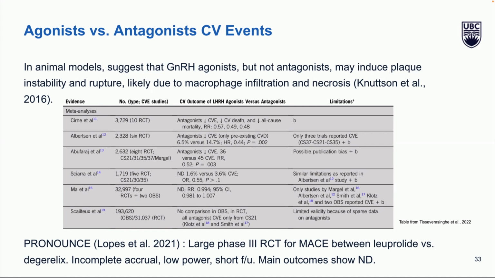In three meta-analyses, they found that antagonists decrease cardiovascular events, mostly in individuals with pre-existing cardiovascular disease. Whereas other studies found no difference between antagonists and agonists for increased risk of cardiovascular events. There was one clinical trial that was supposed to answer this question, with the primary outcome being major adverse cardiac events. That was the PRONOUNCE trial, reported in 2021. The main outcome showed no difference between agonist and antagonist therapy. However, there is also some criticism of this trial, given incomplete accrual, just over 50%, and low power to really determine statistical significance.